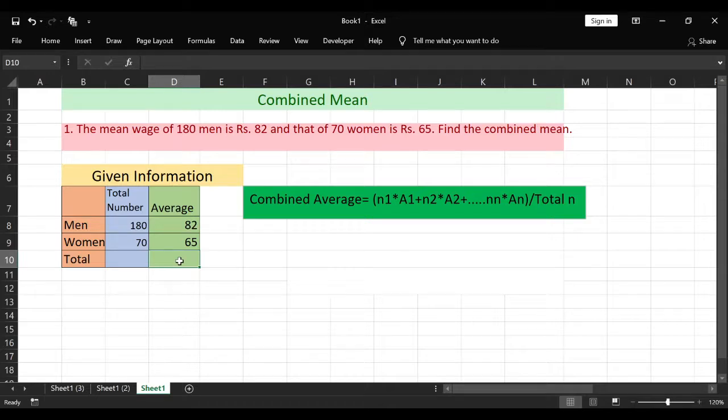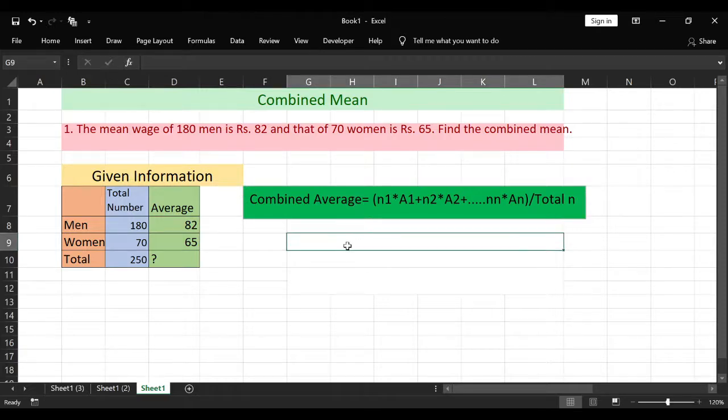We can add the total numbers but not the averages. So I'll add the total number, 180 plus 70, which is 250. So the total number of workers is 250 and we have to find the combined average of these 250 workers, when we have two sets of information, men and women, with different averages. We cannot just add the averages, so here we are going to apply the combined average formula. I'll apply the values here.